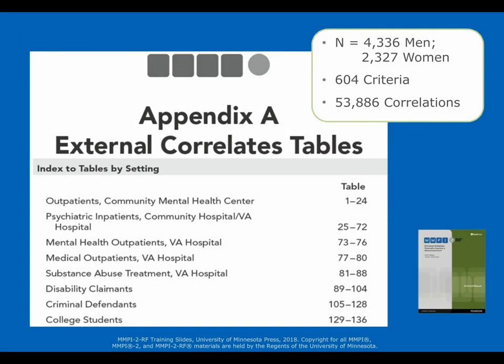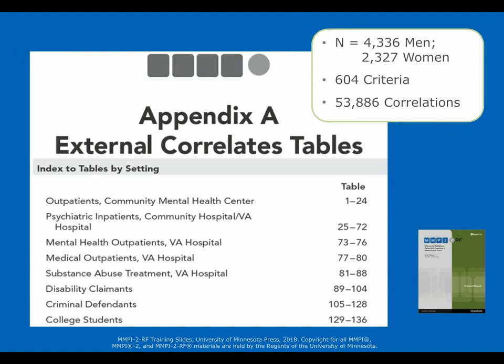There are a few important things to note about Appendix A. Displayed here for you is the table of contents for this appendix, as well as some summary information. The first thing I want to point out is, as you can see in the table of contents, this appendix is comprised of 136 separate tables describing the association between restructured form substantive scores and different extra test criteria. In fact, this appendix contains over 53,000 correlations between substantive scores and 604 different extra test criteria.